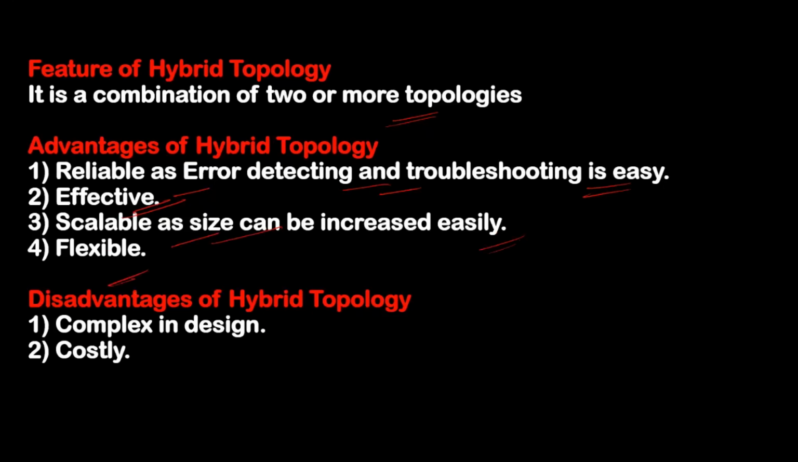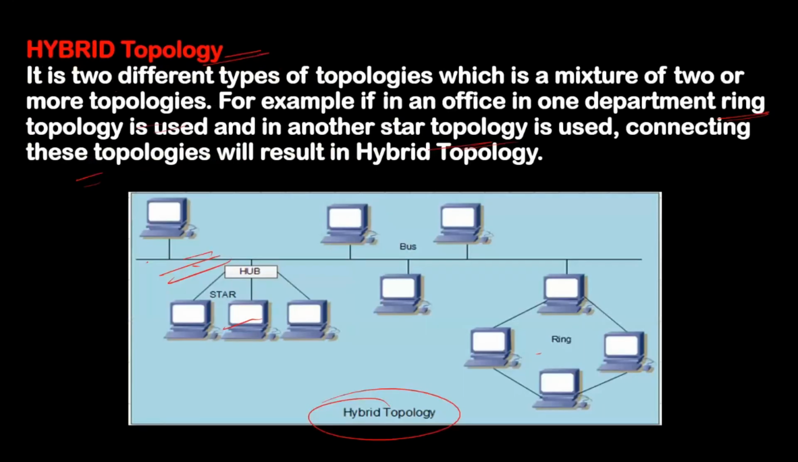Flexible, you can relocate. We have different types of topology like star. If you want to relocate the star, then you only have to relocate the PC and relocate the hub or switch, and then again just attach the system. It's flexible. Okay. Disadvantage: it's complex in design.